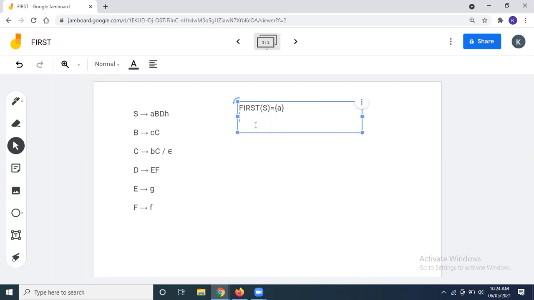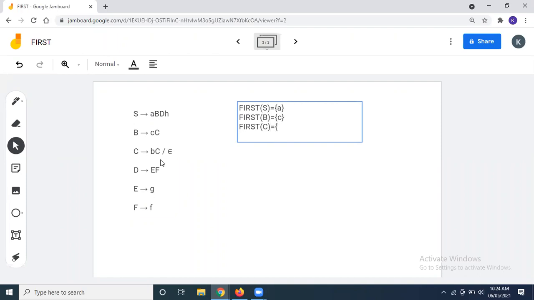Next, I want first of B. First of B is equal to, here we have a terminal symbol, what is it? C. We have to consider only the terminal symbols, not the non-terminal symbols. So remember, first is a set of terminal symbols. Next is first of C. Now tell me, what is first of C?